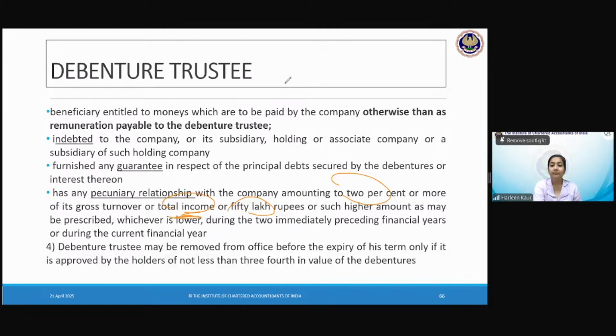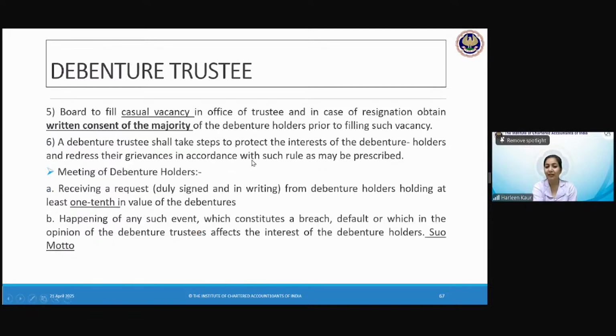Is that clear, everyone? Now, if I'm trying to remove the debenture trustees from their office, then I need the approval of how many debenture holders? If a debenture trustee is being removed, then you need the approval of majority, all, or 3/4. Excellent, Almas, Soumya, very good, all of you. Anubhav, Rajbir, Ray. Very nice. Priyanka Pandey, Tanu, good answers. 3/4 is the correct answer. And when is the consent of the majority of the debenture holders required? When we are filling a casual vacancy, then the written consent of the majority of the debenture holders is required.